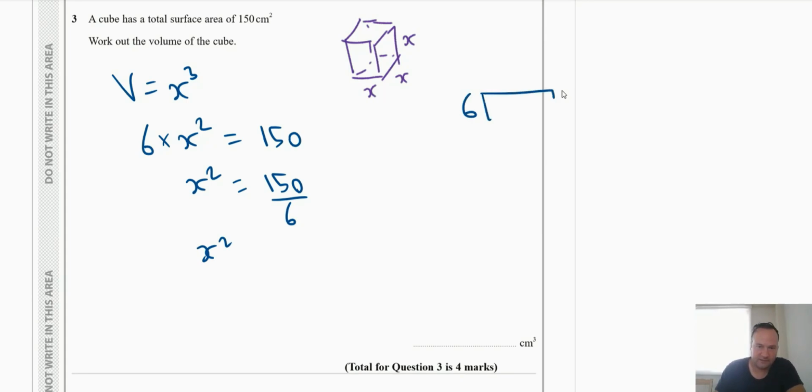and let's see, this looks like it's going to be another bus stop situation. 6 into 1 is 0, carrying 1 over 6 into 15 is 2, remainder 3, and 6 into 30 is 5. So we can see we've got a nice equation, x squared is 25.